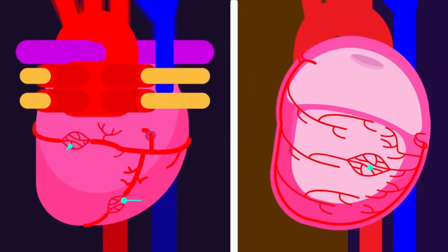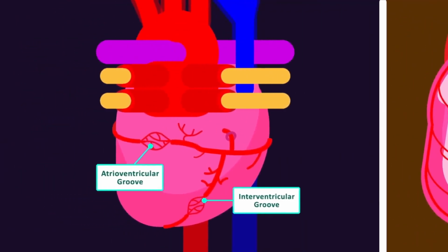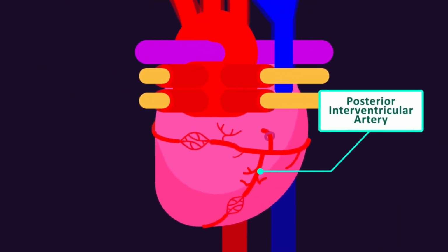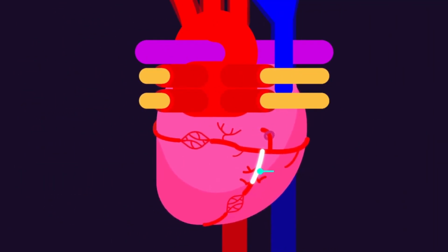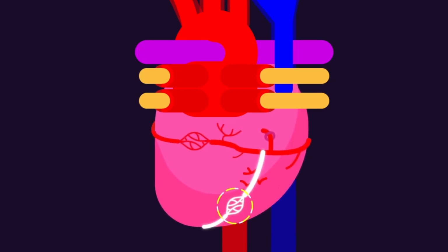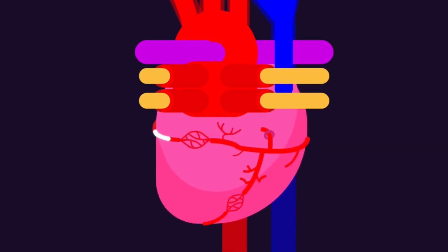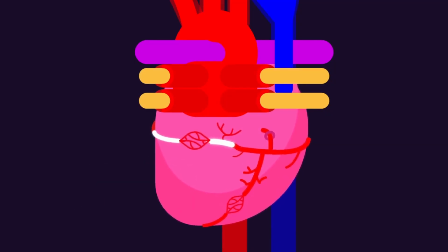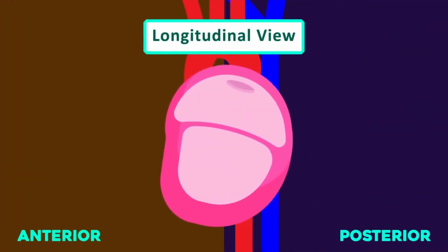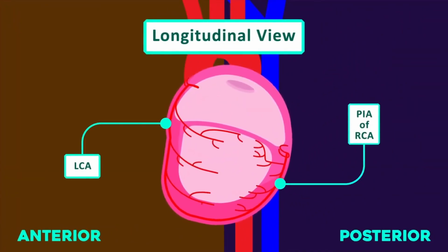Most commonly, three areas of anastomosis are seen in the heart. The branches of the posterior interventricular branch of the right coronary combine with the left anterior descending branch of the left coronary in the interventricular groove or sulcus. A bigger anastomosis is between the left circumflex artery, a branch of the left coronary artery, and the right coronary artery in the atrioventricular groove. Another anastomosis is seen between the septal branches of the two coronary arteries in the interventricular septum.